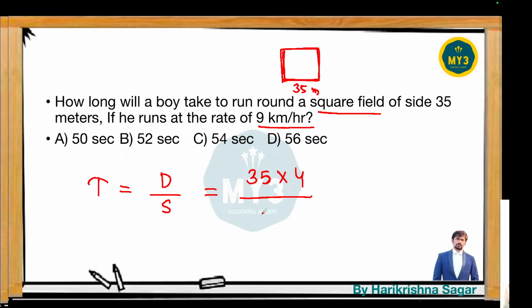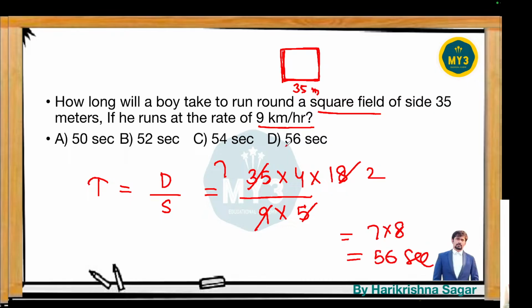And what is the speed? They gave 9, but this is in kilometer per hour, while the distance is in meters. That's why I'm converting kilometer per hour into meter per second. How can we convert? 9 into 5 by 18. If you further simplify this, you will get your result. 9 ones are 9, twos are, and 5 ones are 5, sevens are. So 7 into 8 gives the answer as 56. So you can mark your answer choice as 56 seconds.